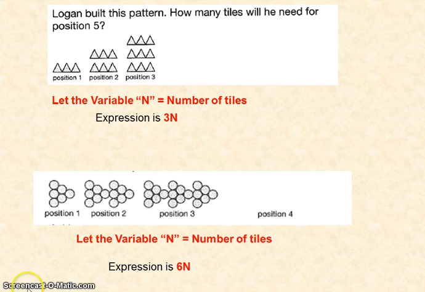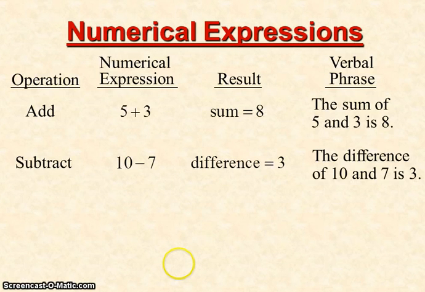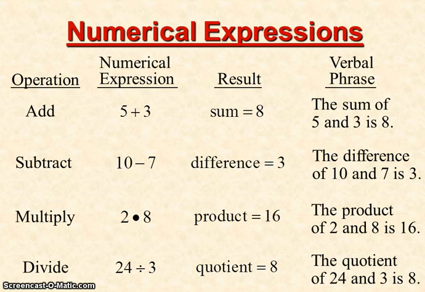So this is just called an expression right here. There's some terminology surrounding numerical expressions. If we were to add something like the numerical expression 5 plus 3, we could also say the sum. The sum of 5 and 3 is 8. For subtraction, you've probably heard all this before. A difference means subtraction, the product means multiplication, and the quotient means division.